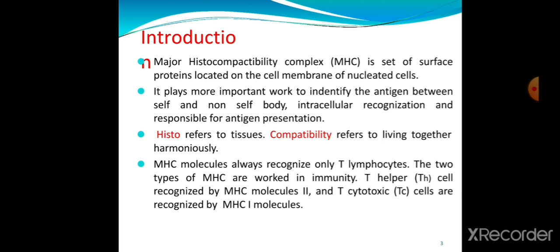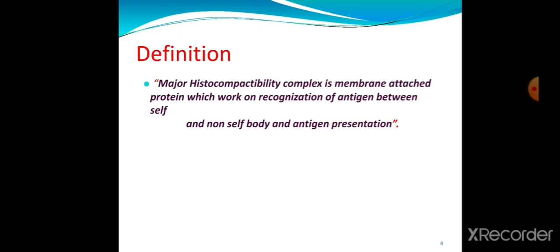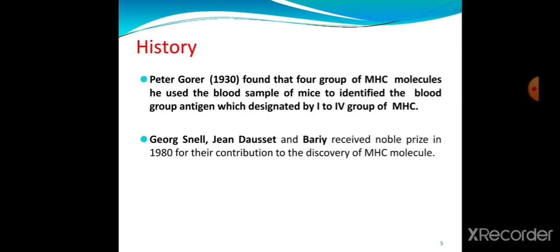T helper cells and cytotoxic cells are responsible for producing antibodies. Now you can see in the next slide the definition of MHC. Major histocompatibility complex is a membrane-attached protein which works on recognition of antigens between self and non-self and on antigen presentation. Now history: Peter Gorer in 1930 found 4 groups of MHC molecules.